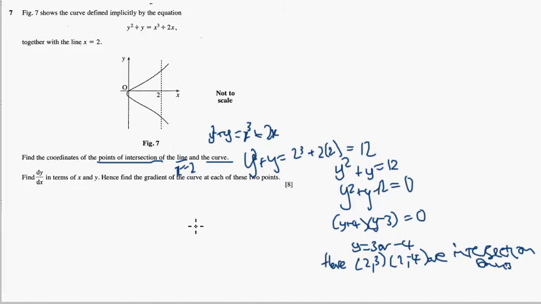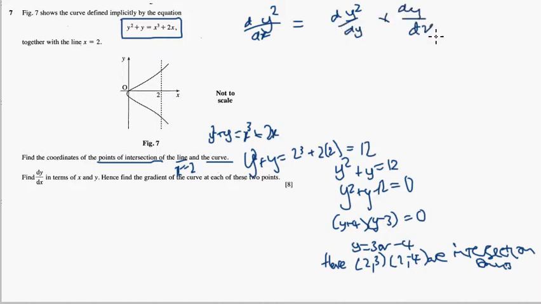The intersection points between the line and curve. Find dy by dx in terms of x and y. Now, if we're differentiating this implicitly, we don't need to rearrange to make y the subject. We can just differentiate each term with respect to x. Now, when you differentiate y squared with respect to x, that's the same as when you differentiate y squared with respect to y and then multiply that by dy by dx. Effectively, the dy's cancel and you're left with d(y squared) by dx.